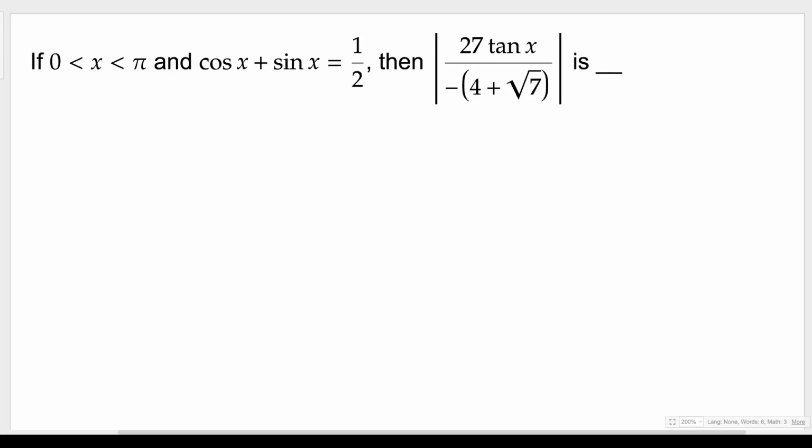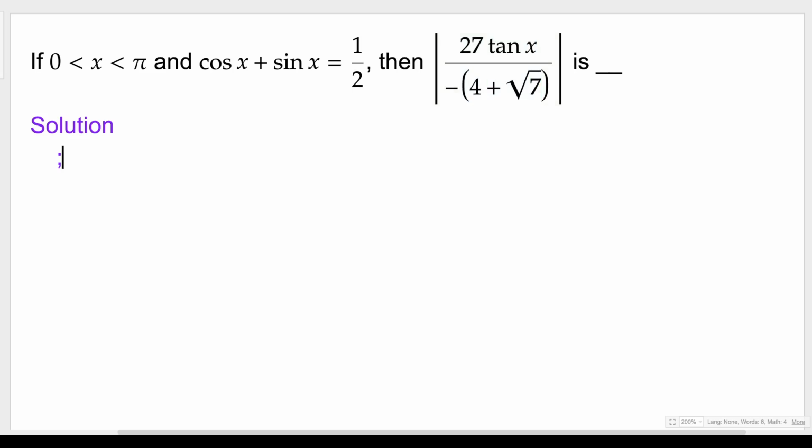So consider this problem statement. It says that x is between 0 and pi radian, and cosine of x plus sine of x is equal to half. In that case, we need to compute the absolute value of 27 times tangent of x over negative 4 plus square root of 7. So let's proceed towards the solution.